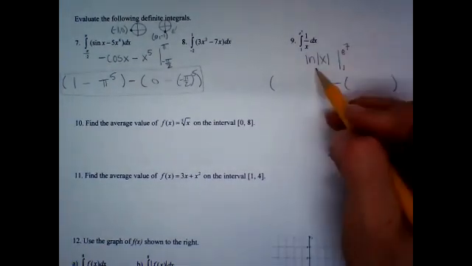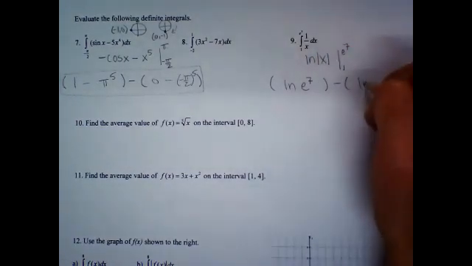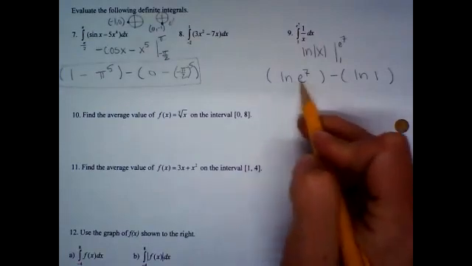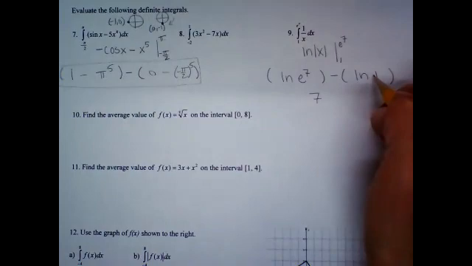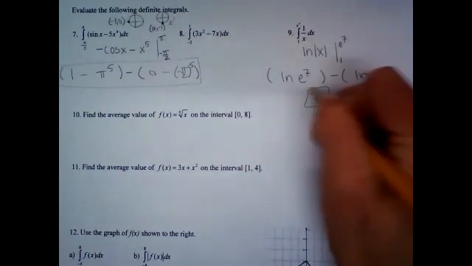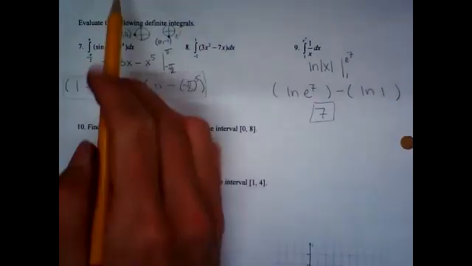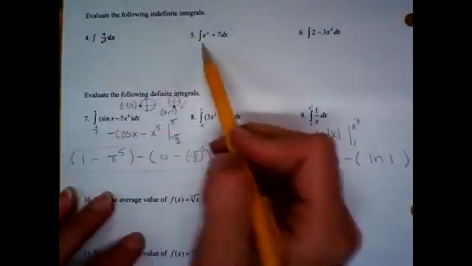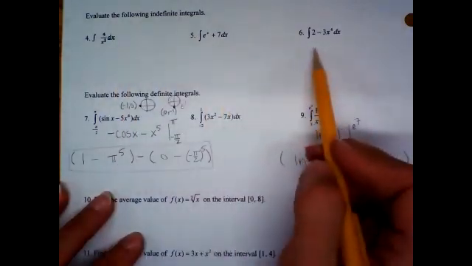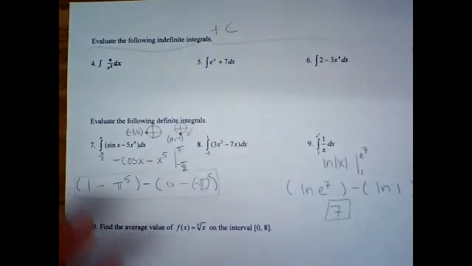If you plug in e to the 7th, you would have ln e to the 7th and then minus ln of 1. This would just be 7, right? And then ln of 1 is 0. So you'd actually just end up with 7. So I do want you to evaluate that one because it comes out nice. When you do 4, 5, and 6, you're not going to evaluate them because those are indefinite integrals. What would you have to put at the end of all of these? Make sure you put a plus c for every single one of those, okay?